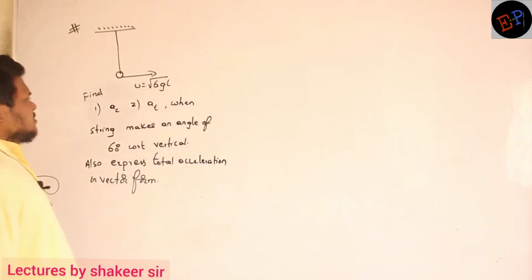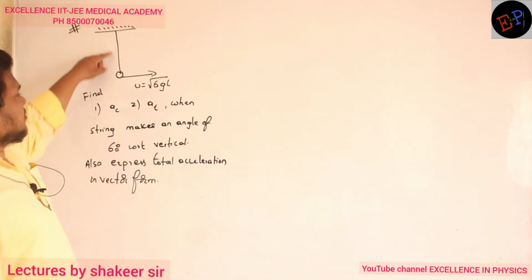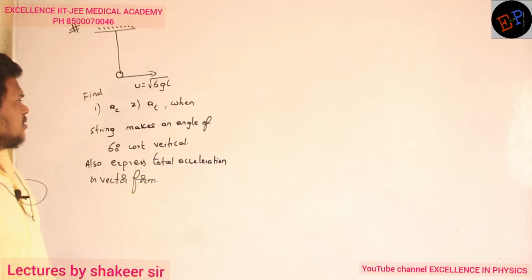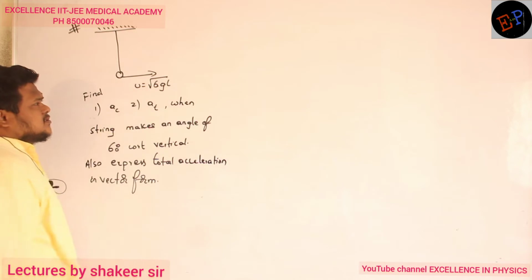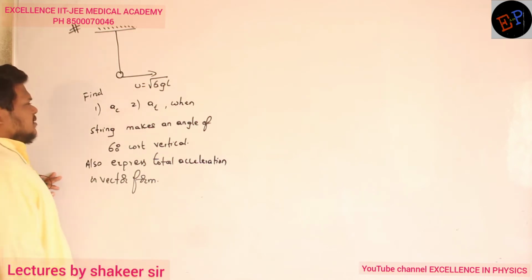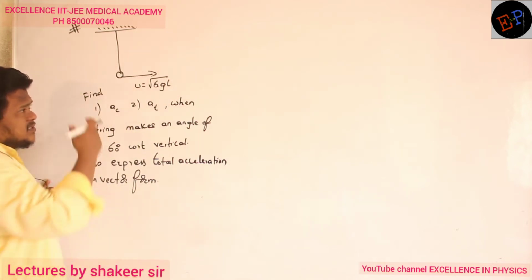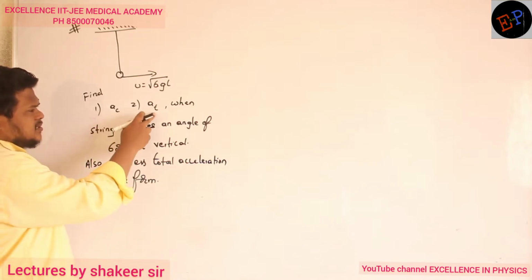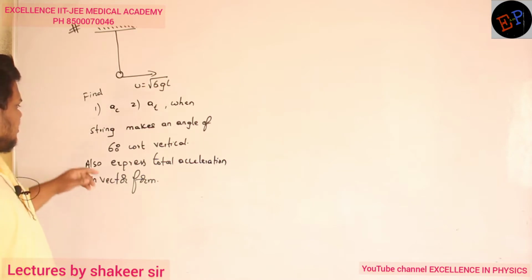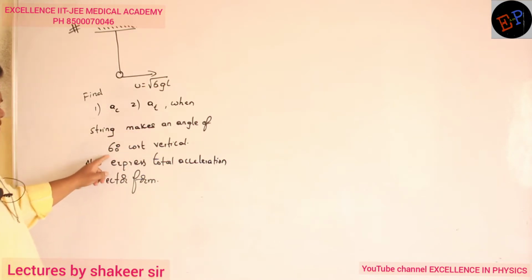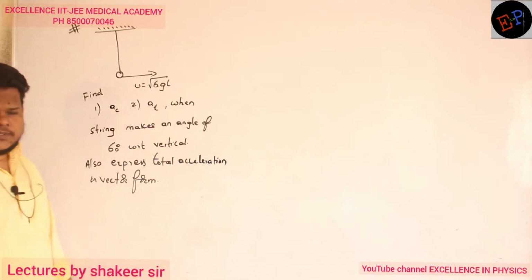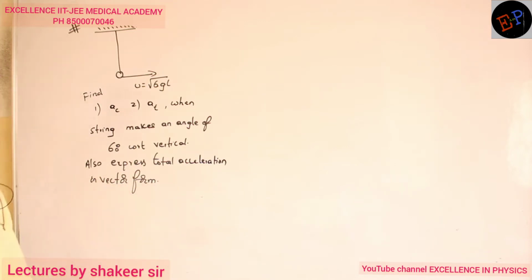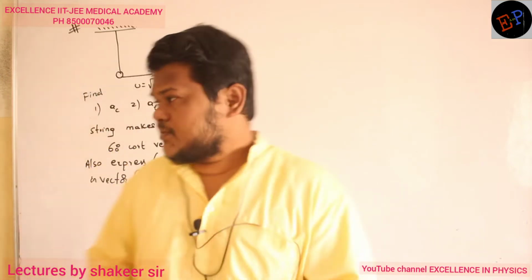So, see this question. This is a pendulum which was given an initial velocity of root 6 GL at the bottom of this vertical motion. We are supposed to calculate centripetal acceleration and tangential acceleration when the string makes an angle of 60 degrees with respect to vertical. Similarly, we are supposed to find the acceleration in vector form also.